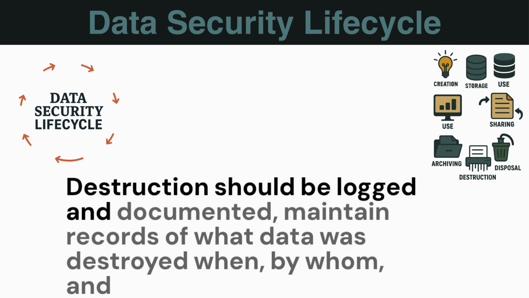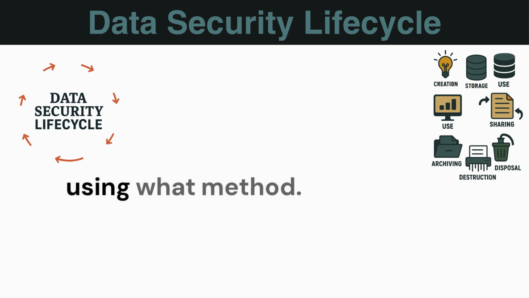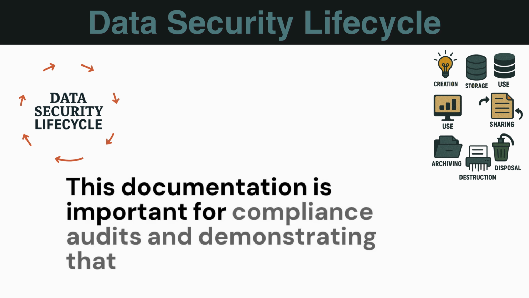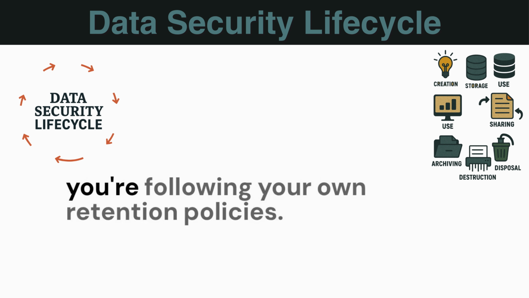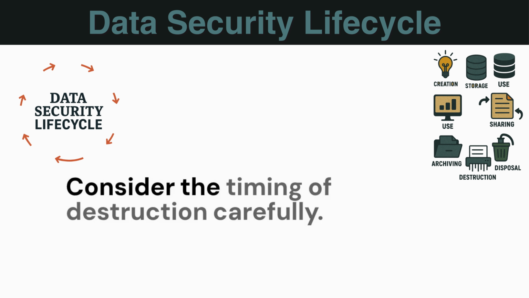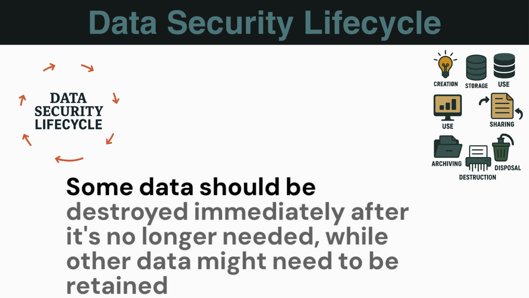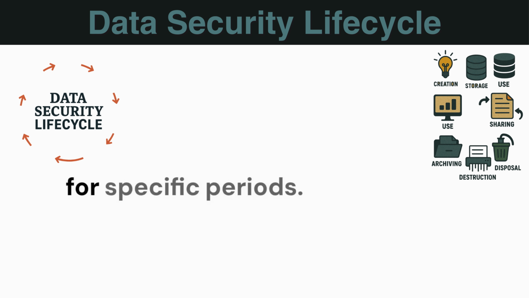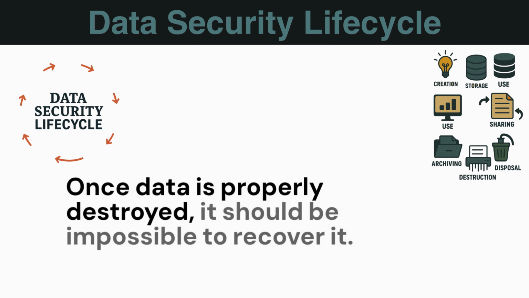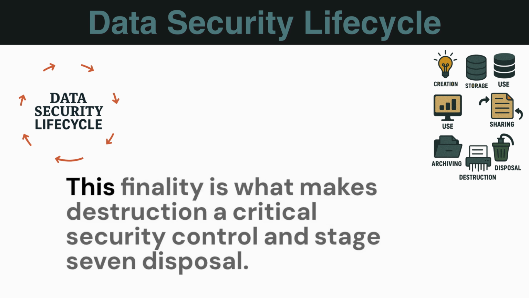Destruction should be logged and documented. Maintain records of what data was destroyed, when, by whom, and using what method. This documentation is important for compliance audits and demonstrating that you're following your own retention policies. Consider the timing of destruction carefully. Some data should be destroyed immediately after it's no longer needed, while other data might need to be retained for specific periods. Automated destruction processes can help ensure consistency and reduce the risk of human error. Finally, destruction should be irreversible. Once data is properly destroyed, it should be impossible to recover it. This finality is what makes destruction a critical security control.